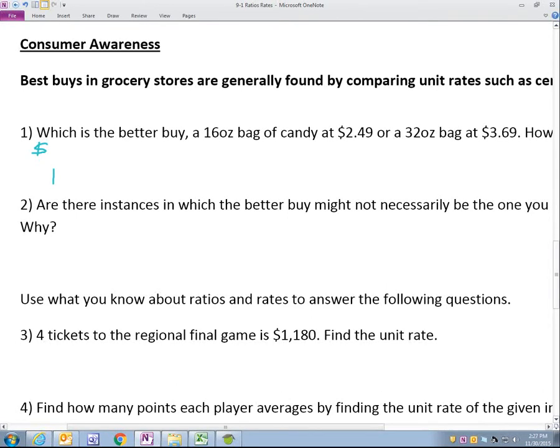Okay, so here's what your logic just told you. If you double the 16 ounce, you get 32. So that means if you double 2.49, if it's higher than that one, the 32 ounce is a better deal. If it's lower than that one, then the 16 ounce is a better deal. Right? It's $5. Plus tax.